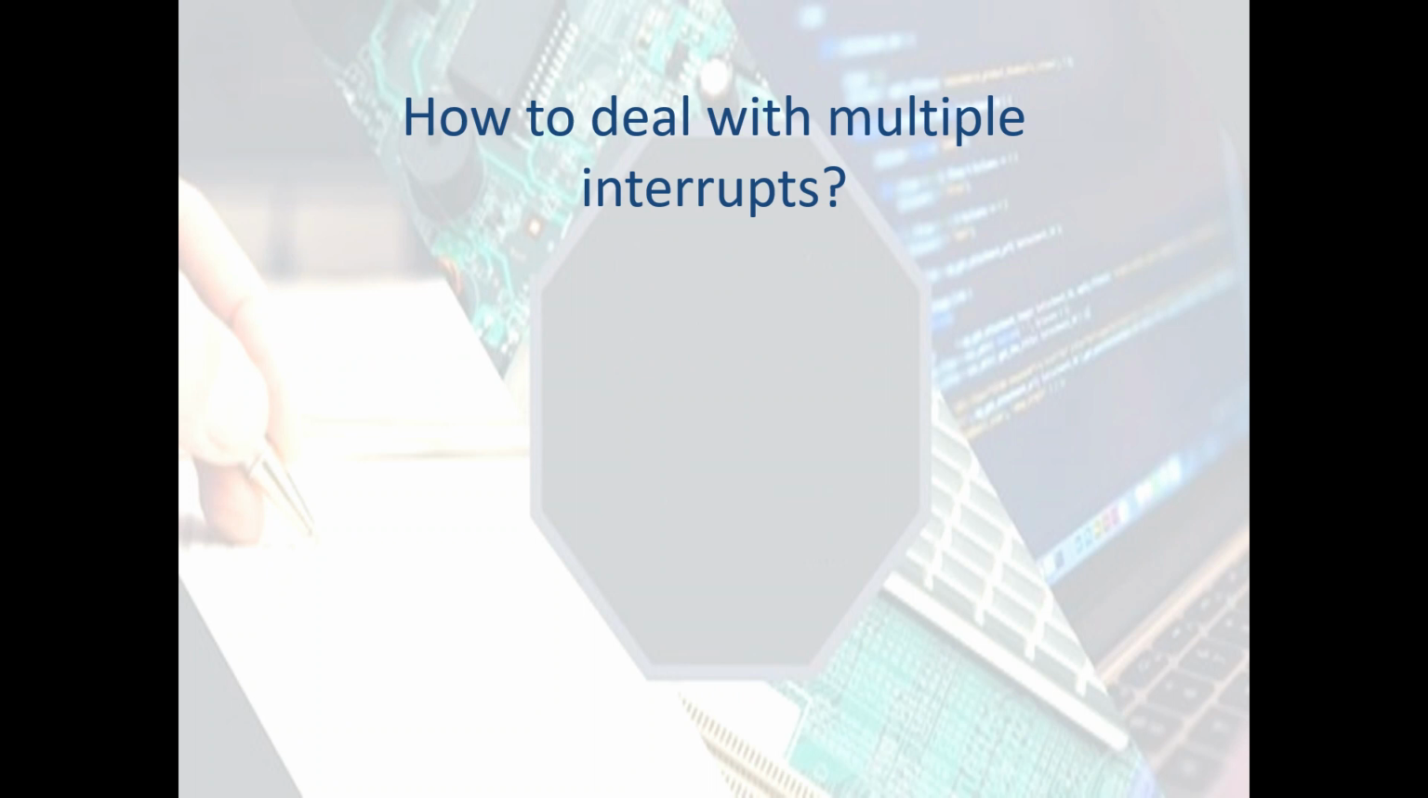Dealing with multiple interrupts involves managing and prioritizing concurrent interrupt requests in a computer system. In simpler terms, we have interrupt prioritization, which assigns priorities to different types of interrupts based on their urgency or importance, handling higher priority interrupts first to ensure critical tasks are addressed promptly. Interrupt masking temporarily disables or masks lower priority interrupts while servicing higher priority ones. This prevents lower priority interrupts from interfering during critical operations.